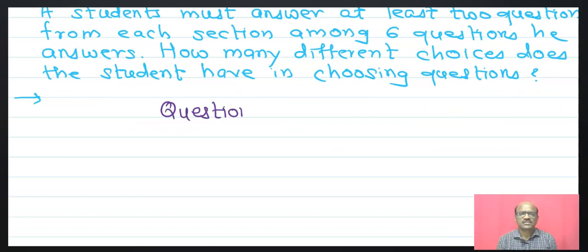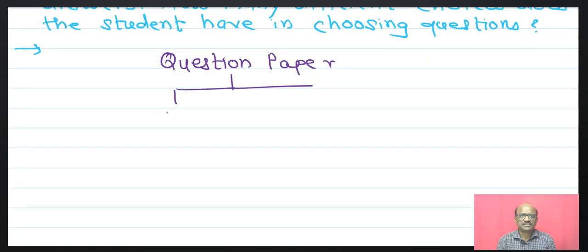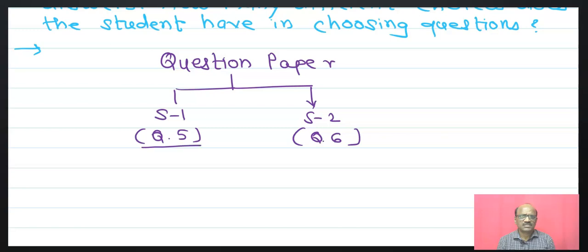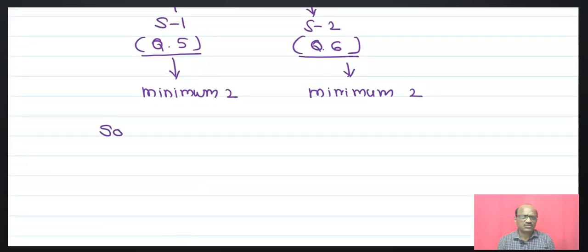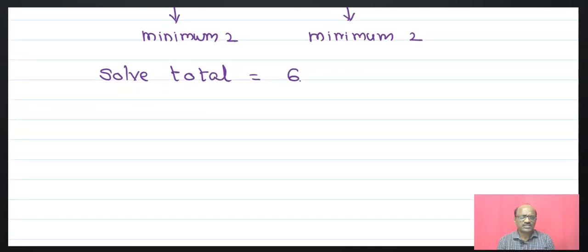Now see this question paper. It has the 2 sections, S1 and S2. Compulsory questions, that is, questions are 5, questions are 6. Minimum 2 questions from these 2. You must solve the 2 questions from each section. Now the total 6 questions he has to solve.